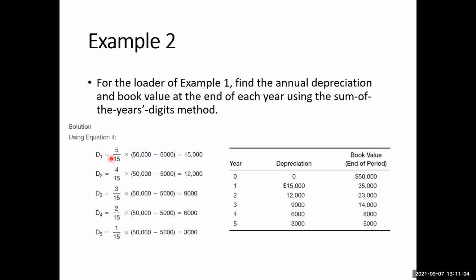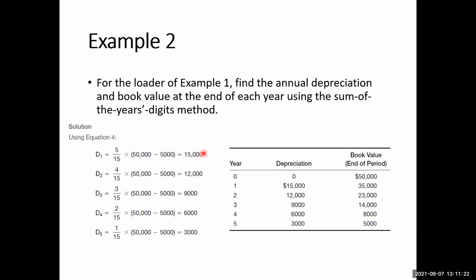So we will use 15. And then for the first year, we will start from 5. Okay, that means in the reverse order. For the second year, we will take 4. So third year, we will take 1 less. So in this way, we will go like this.